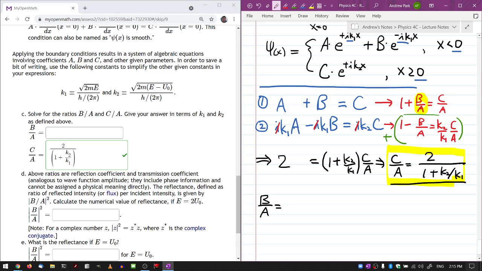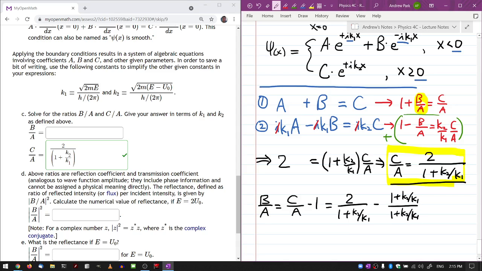So c over a minus 1, c over a minus 1. Okay, let's plug in c over a. That's 2 over 1 plus k2 over k1 minus, and I can write 1 in an interesting way. Let me give it a try. I can write it as 1 plus k2 over k1 over 1 plus k2 over k1. That is a way of writing 1.